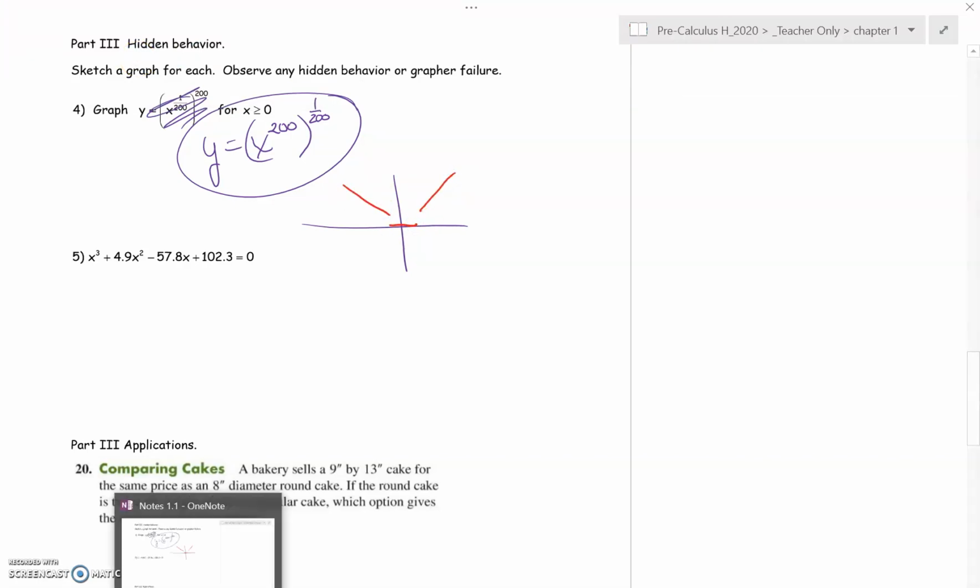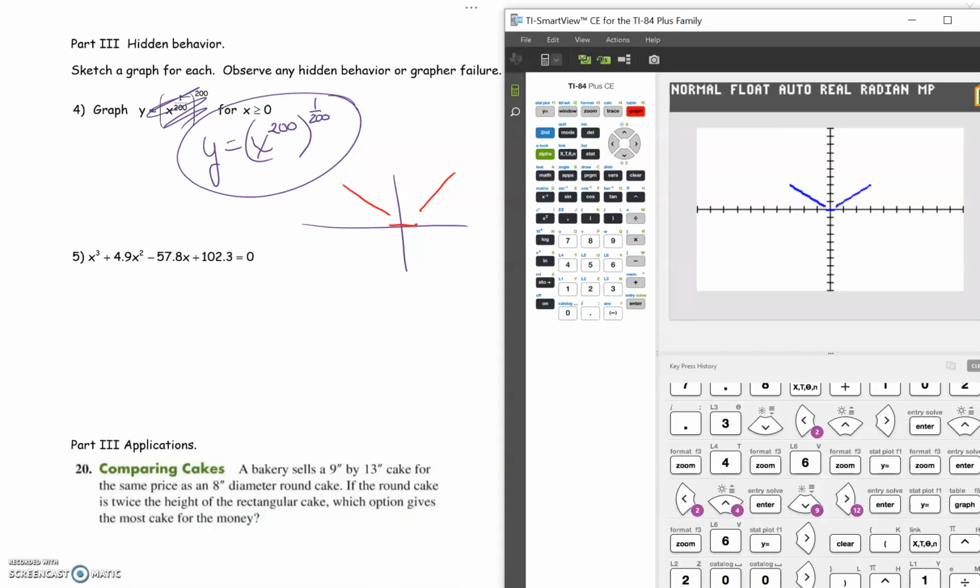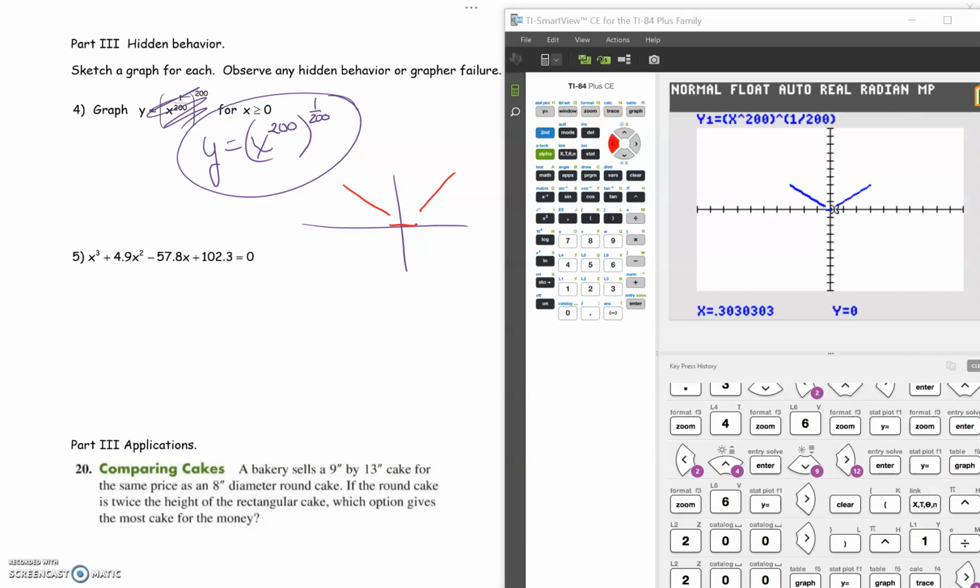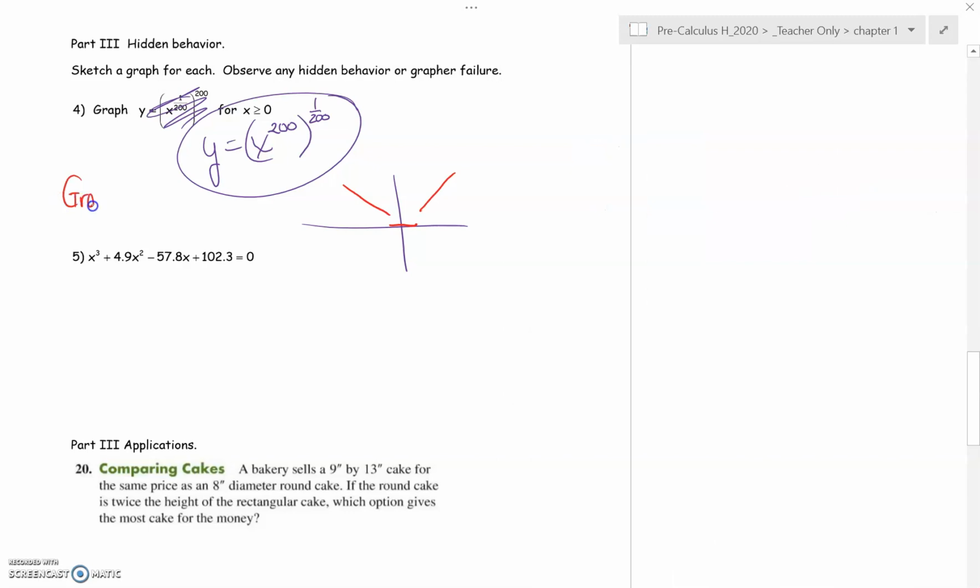What's happening is that your calculator is having some trouble. I'm going to do a trace here. If you hit trace, you realize that for values very close to x equals 0, your calculator is just rounding to y equals 0. So that's called grapher failure. Those numbers are just too small and your calculator rounded.